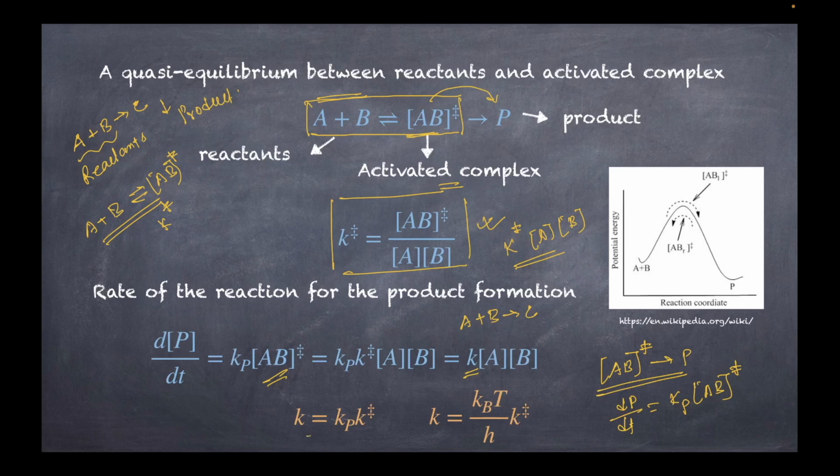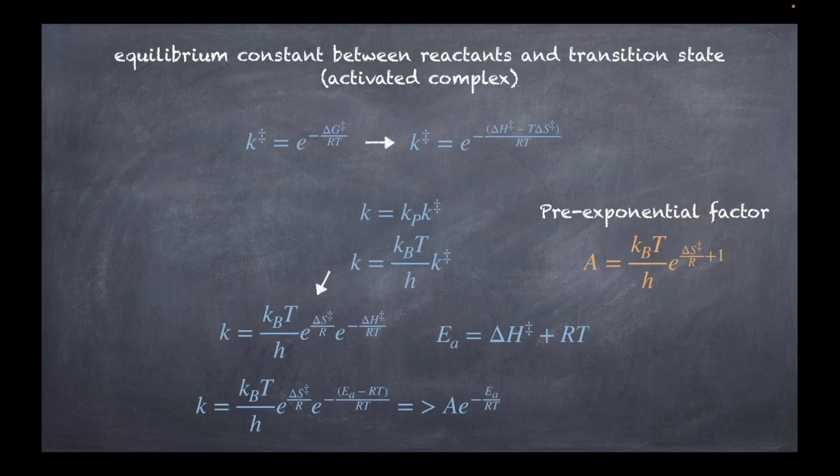So here K equal to Kp times K double dagger, and from statistical mechanics we can write down the expression of Kp. So the total expression will be K equal to KbT divided by h times K double dagger, where Kb is the Boltzmann constant, T is the absolute temperature, h is the Planck constant. So this is the expression of rate constant K. Now we know that the K double dagger is the equilibrium constant for this step.